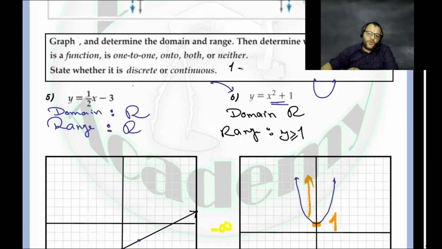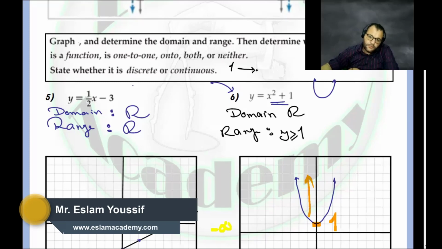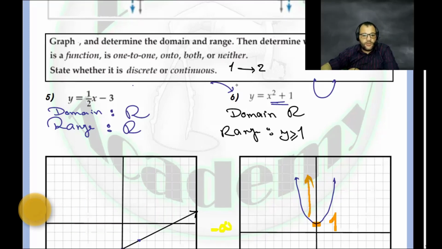When x equals 1, what is the value of y? 1. When x equals 0, what is the value of y? Sorry, when x equals 2, negative 1. When x equals negative 1, what is the value of y?